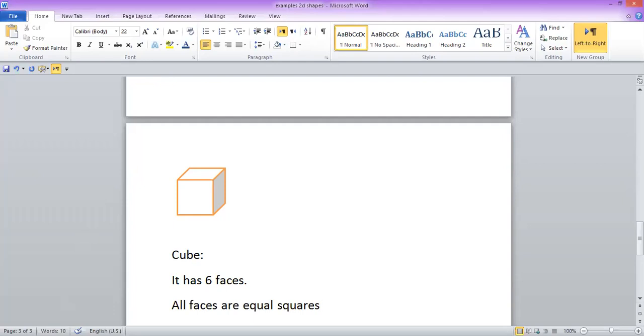And what else about the cube? It has six faces. All faces are equal squares. Now, how many edges does the cube have? What are the edges? The edges are the lines through which one face meets another face. So this orange line, you can see these are actually the edges. 1, 2, 3, 4, 5, 6, 7, 8. So how many edges are there in a cube?